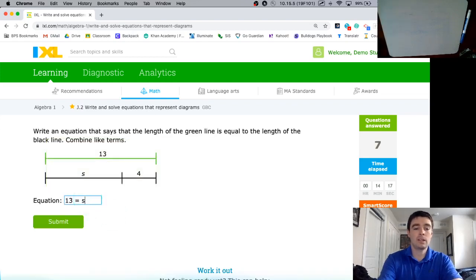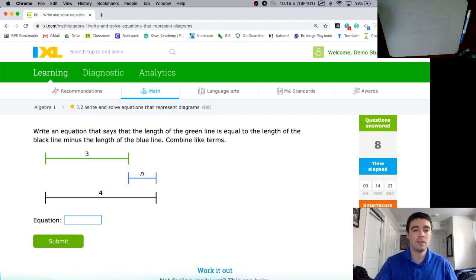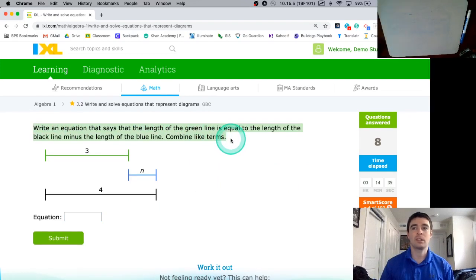And it looks like potentially, even though their assignment says to write and solve equations that represent diagrams, I'm up to 55 here and they haven't asked me to solve one yet. Alright, they do get a little more challenging. Here, they say write an equation, and this is why maybe my advice earlier wasn't great. I should always read the question to start.